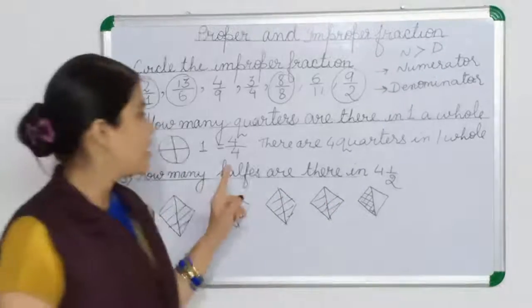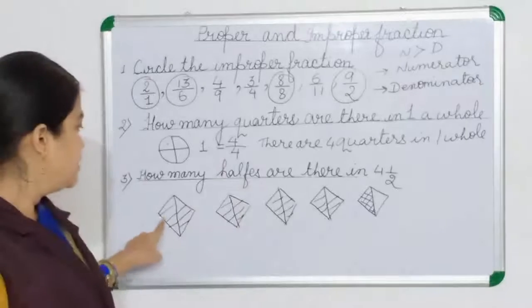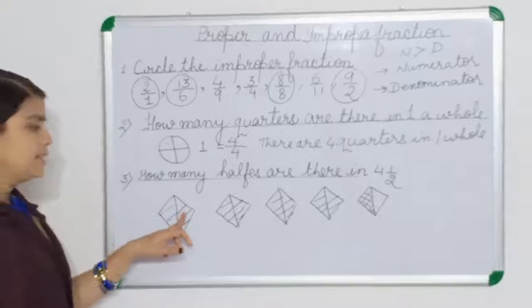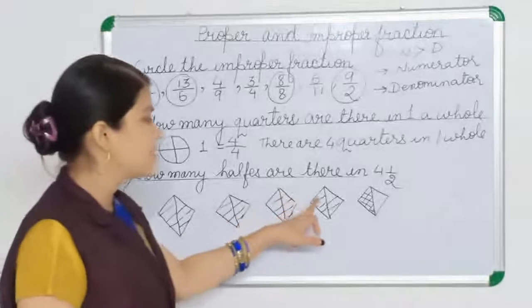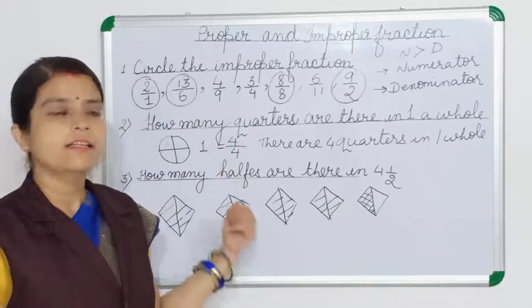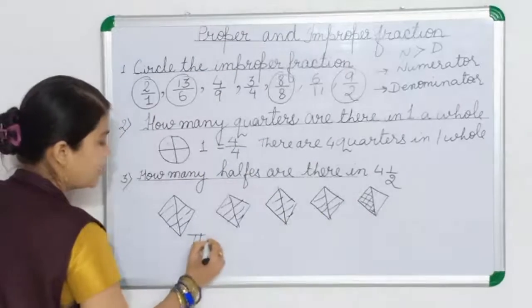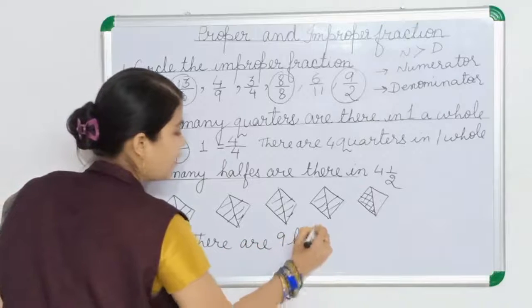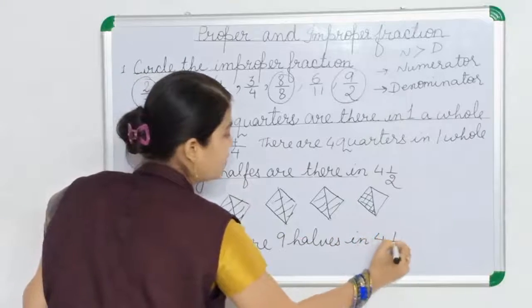Now we have to count only halves there. How many halves is there? This is known as 1 half. Okay. Then we have this 2, 3, 4, 5, 6, 7, 8, 9. So how many halves is there? There is 9 halves. Okay. So there are 9 halves in 4 1 by 2.